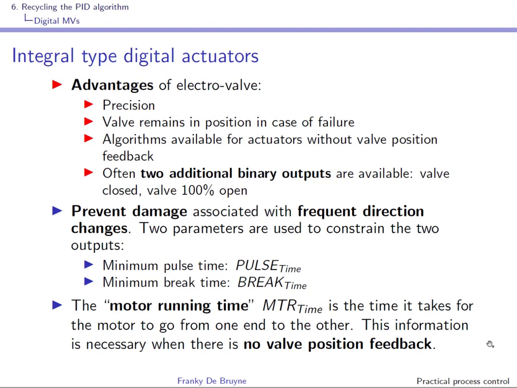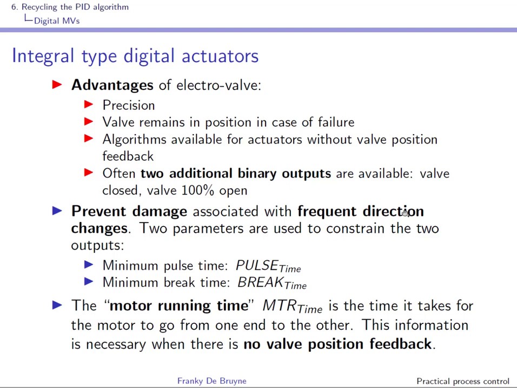Two parameters are used to constrain the two binary outputs: the minimum pulse time, and the idea is that below a certain value, the pulse open or close will have no effect on the system. The minimum break time is to impose a minimum break or minimum pause when changing direction. So for instance, it is impossible to go from open to close without this minimum break time.